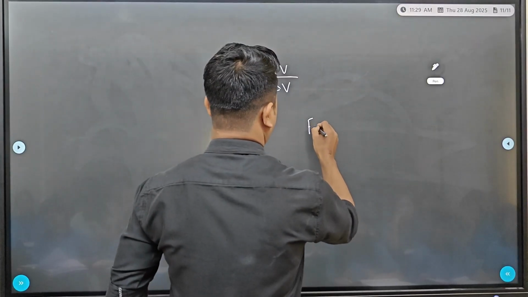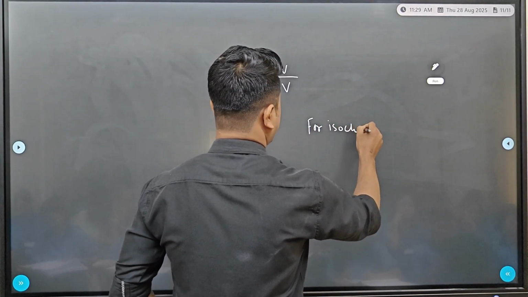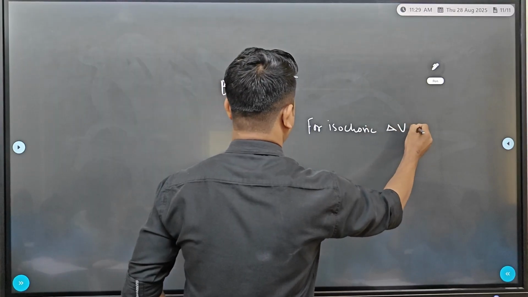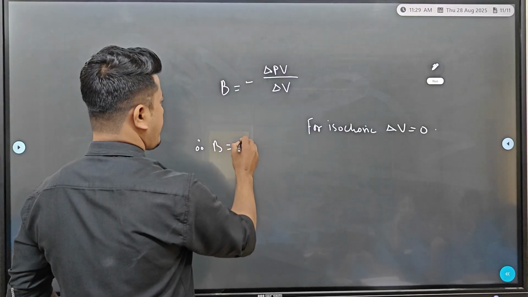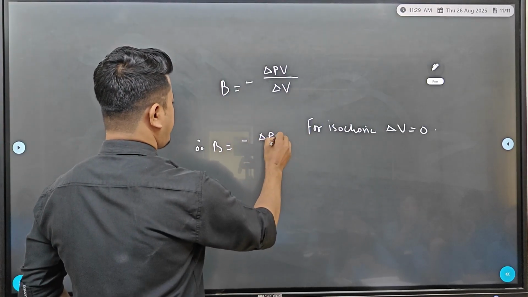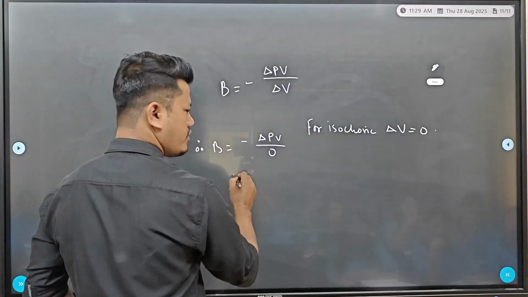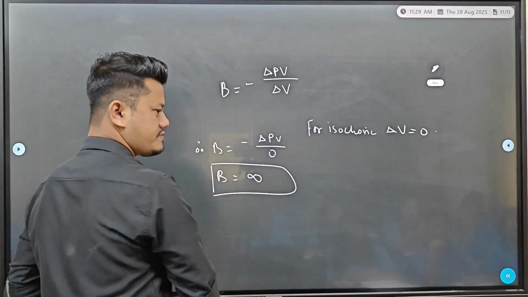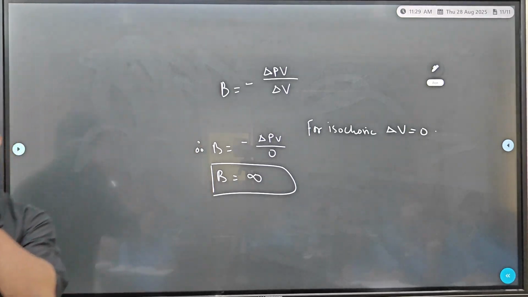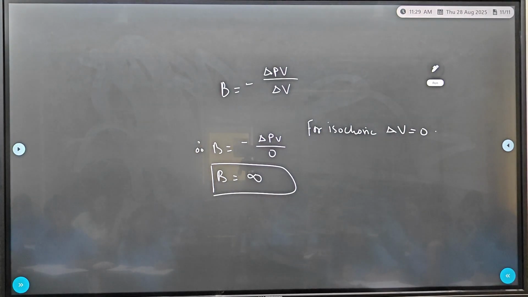Got it? For isochoric, what is del V? 0. Therefore, bulk modulus should be minus del P V by 0. What is 1 by 0? Infinity. So what is the bulk modulus? Infinity.